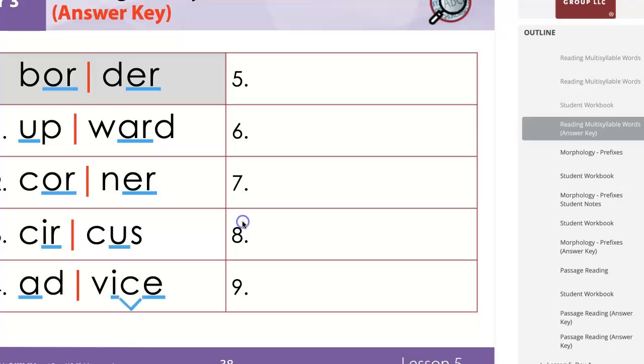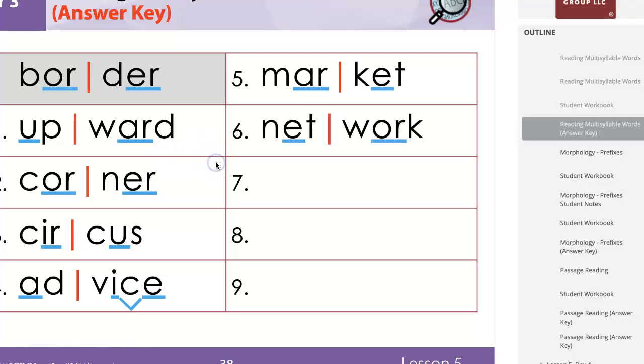Alright, for number 4, we've got advice. Say advice. Clap it. Advice. Alright, we've got A, I, and E underlined. Alright, for number 5, we've got market. Clap it. Market. We drew a line between mar and kit. And we underlined AR and E. For number 6, we've got network. Let's clap it. Network. Alright. We underlined E and OR, and we drew a line between net and work, our 2 syllables.